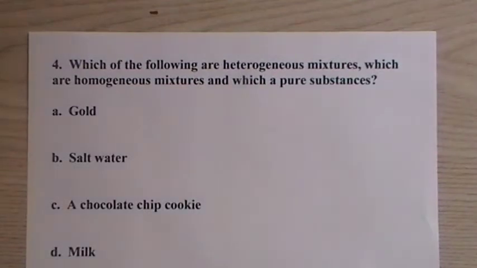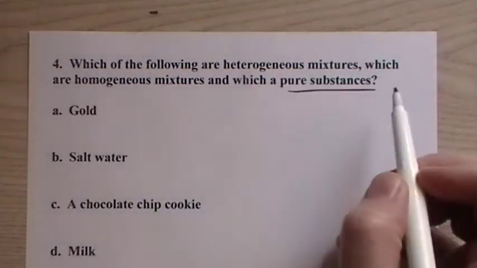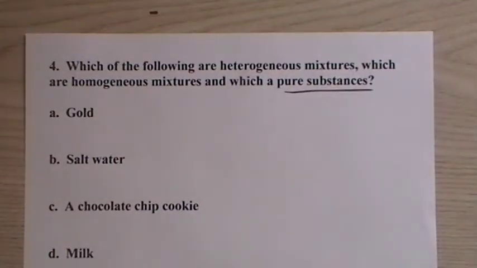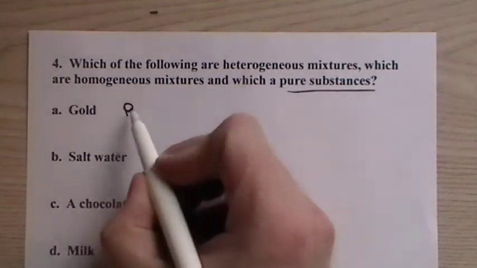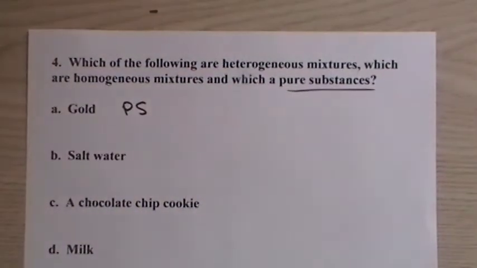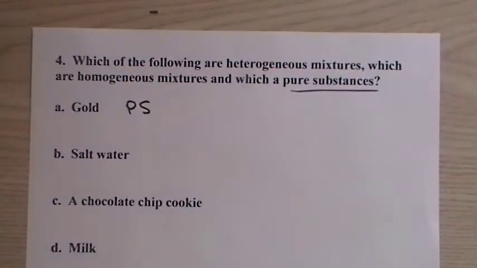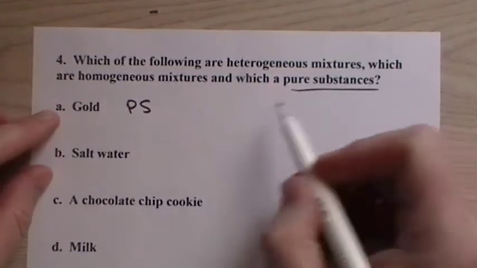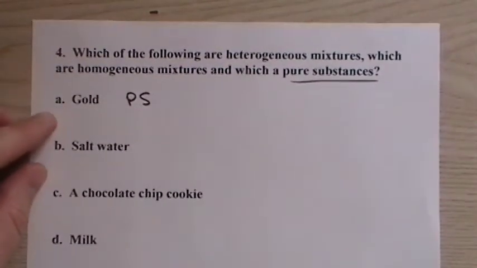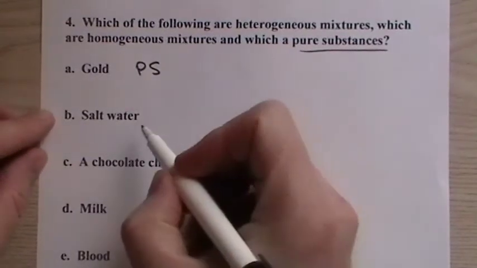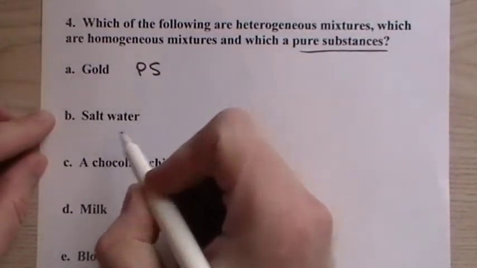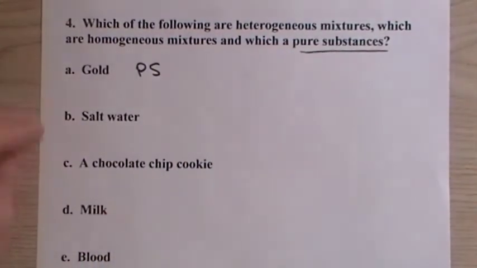Which of the following are heterogeneous mixtures, and which are homogeneous mixtures, and which are pure substances? So we have gold. Well, that's an element, so that must be a pure substance. We'll just write PS. Nothing else present there, it's just the element, and we said an element is a substance, so it must be the pure substance.